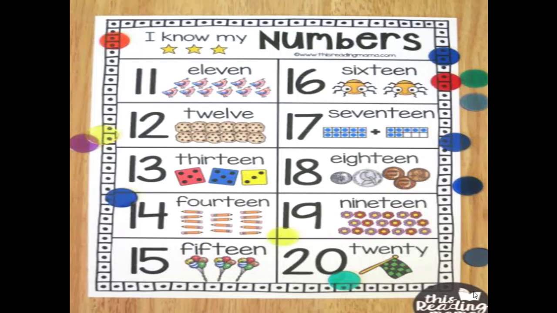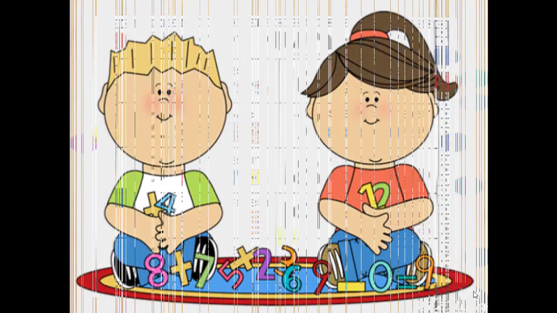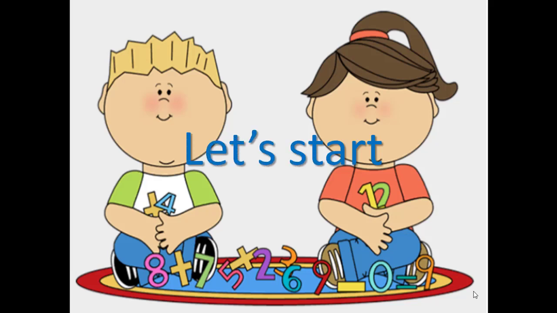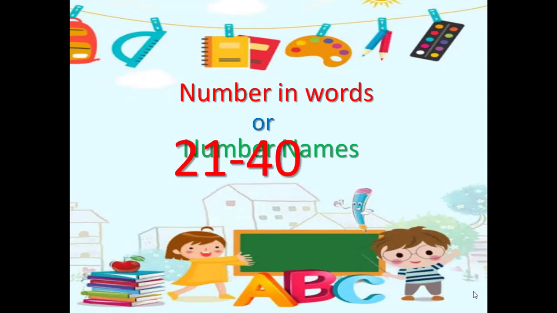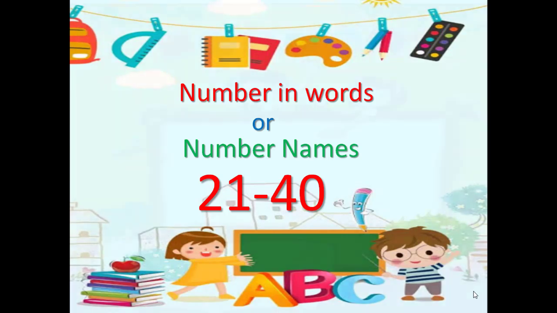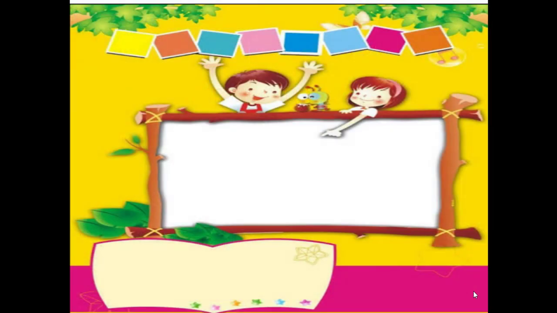lesson we will learn number in words from 21 to 40. Let's start. Number in words or number names 21 to 40. First number is 21 and the number name is TWENTY.